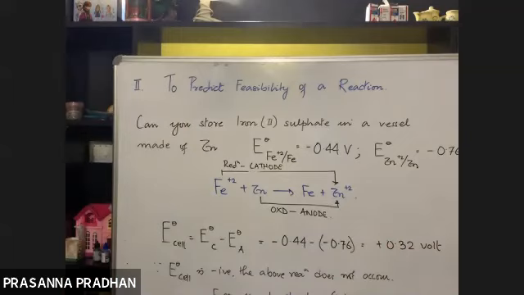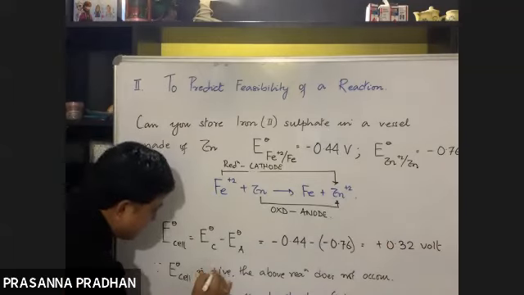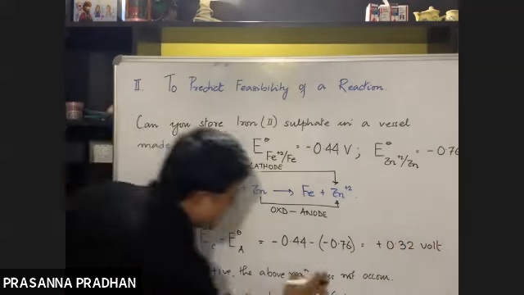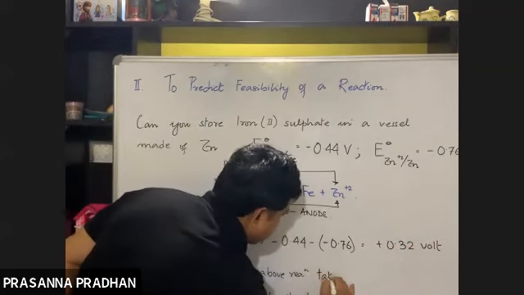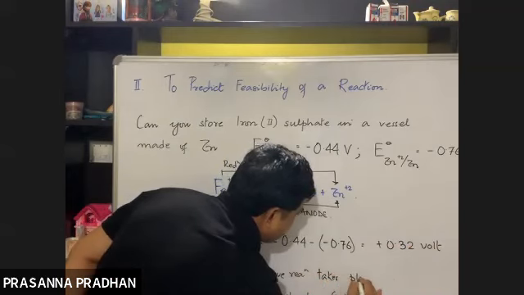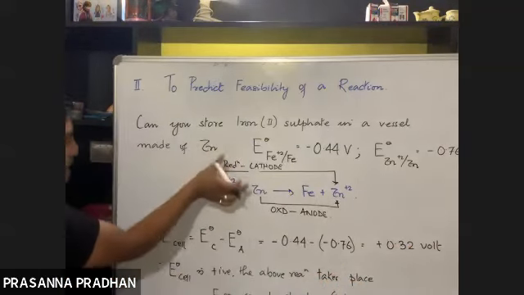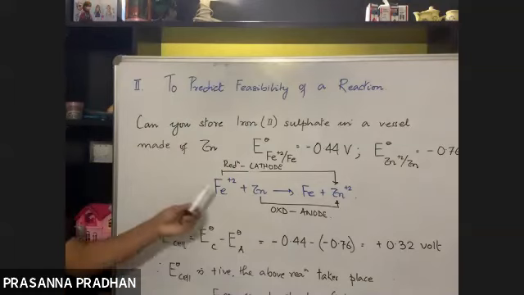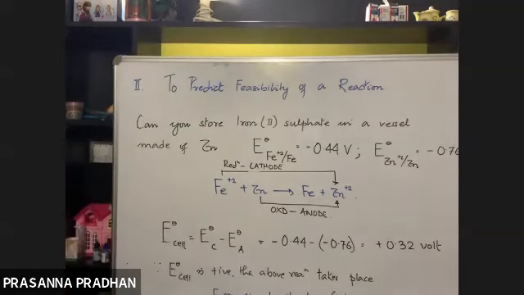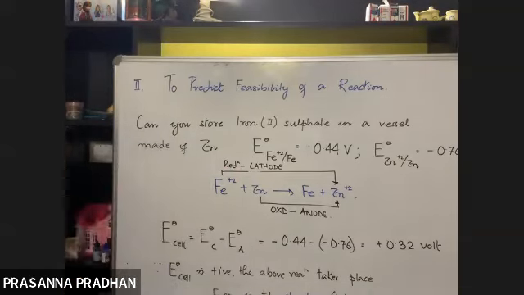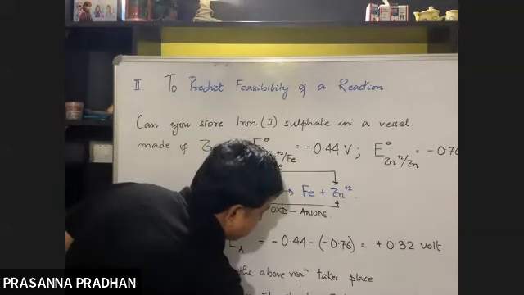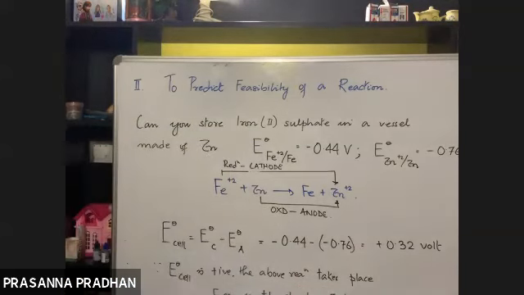So what is the conclusion? Since E° cell is positive, the above reaction takes place. So if the reaction takes place, can you store iron in a vessel made of zinc? The answer will be no. Ferrous sulfate cannot be stored in a zinc vessel. It cannot be stored because they will react. If we store it, it will react.